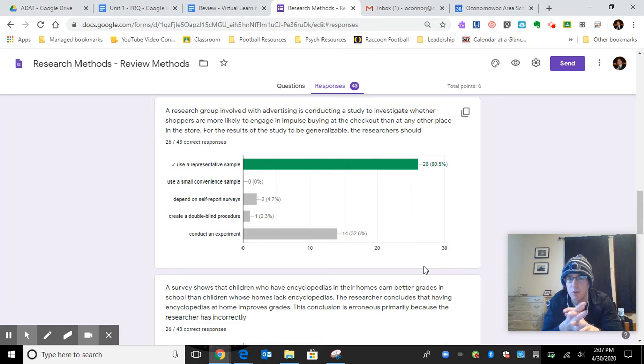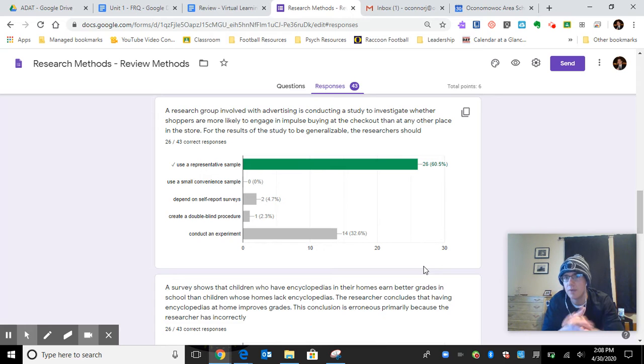And to be generalizable, or for your results to apply to the whole population, you need to use a representative sample. And the easiest way to do that is through random selection or random sampling. So, for example, a representative sample of Oconomowoc High School would mean you get an equal number of kids in different grades. Or not equal, but it represents the school population as a total.